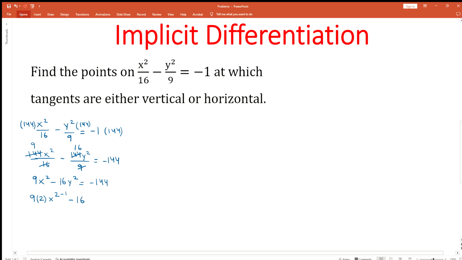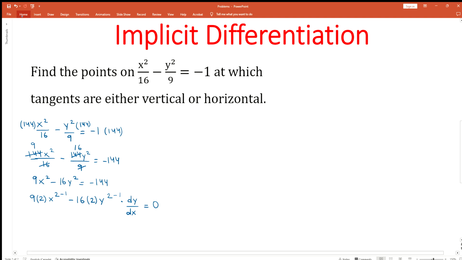In the second term, 16 is the coefficient, so it will stay as it is. We can find the derivative of y squared with respect to x using chain rule. The inner function is y, the outer function is exponent 2. As per chain rule, we start with the derivative of the outer function. We should move the exponent 2 to the front of the term and subtract 1 from 2 times the derivative of the inner function y. The derivative of y with respect to x is dy over dx. Negative 144 is a constant, so its derivative is equal to 0.